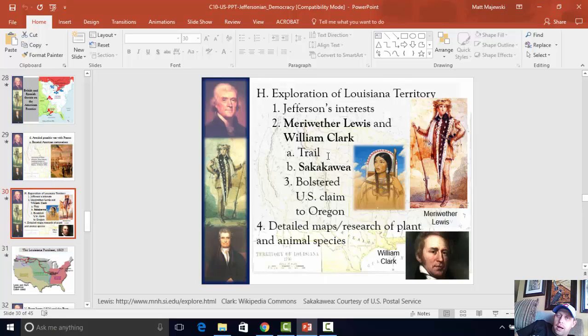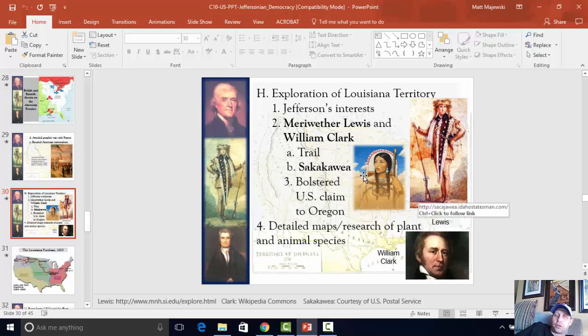Now, they establish an Oregon Trail, or a trail westward, that's going to be followed by thousands of settlers that come after them. They establish relationships with Native Americans. They actually befriend, and one of them develops a relationship with Sacagawea. It's Sakakawea in some history books.